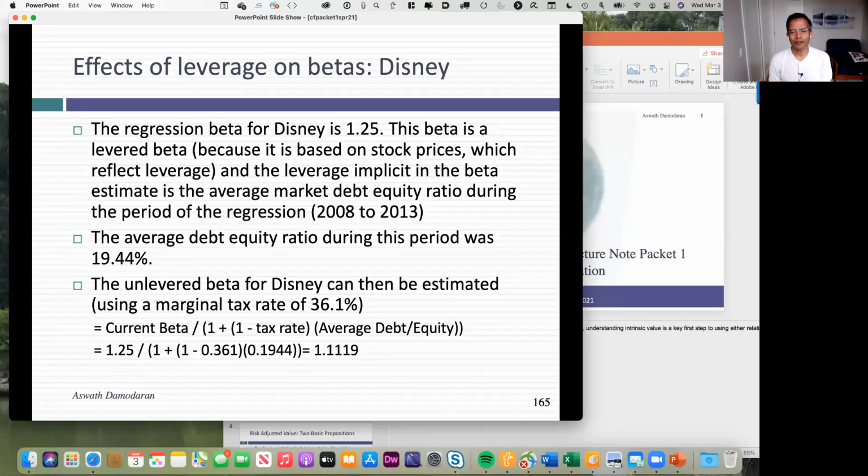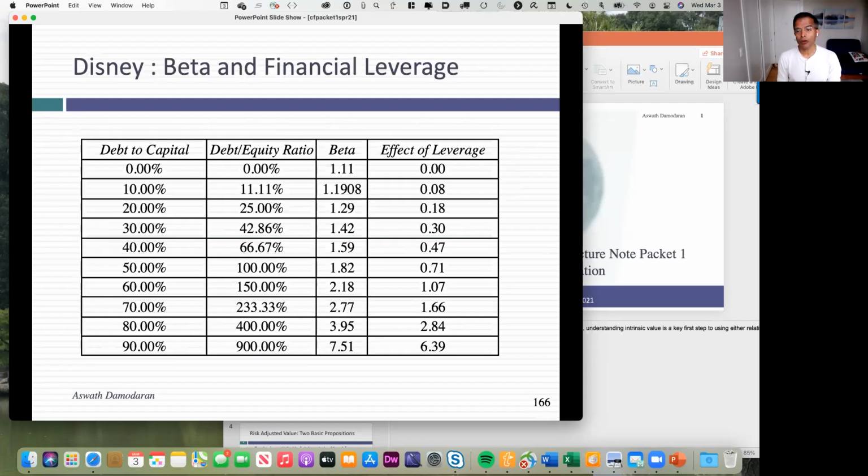You think, how many companies have no debt? When you get to your company, take a look at your debt to equity ratio. You'll be surprised how many companies have no debt. A huge percentage of companies have no debt, especially in the technology space. This unlevered beta then would be the beta for the company because they've chosen not to borrow money. Now, Disney is not one of those companies. It is going to borrow money.